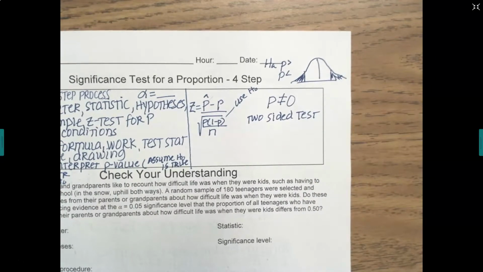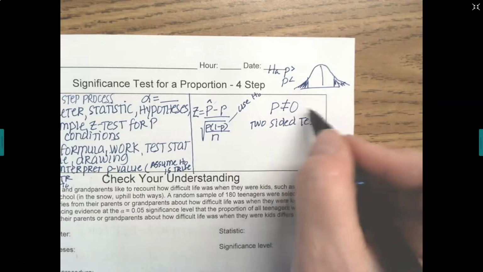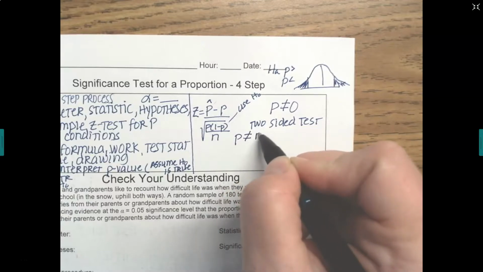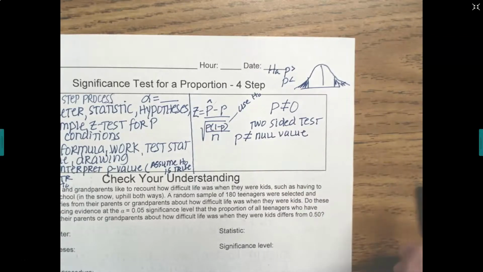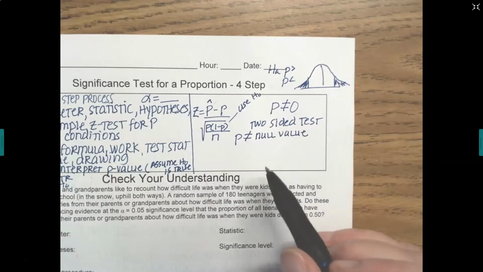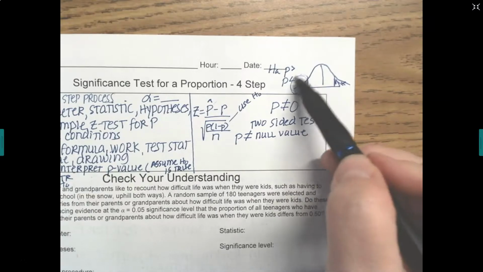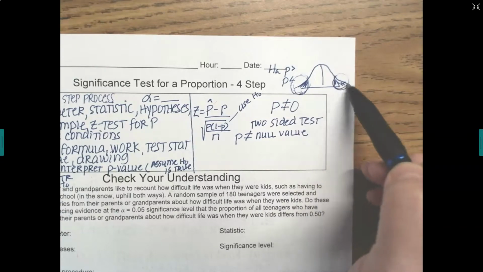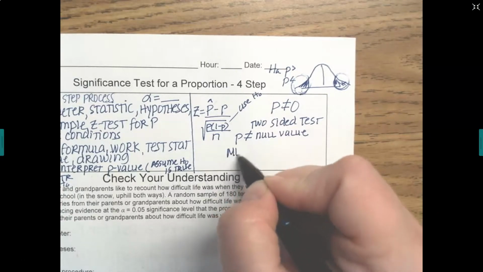Okay? So if it's a two-sided test, the P does not equal whatever your claim is. So P does not equal the null value. And when you find your p-value, you're going to look up this p-value right here. So whatever your z-score is, you're going to look up the negative version of it and tell me what this number is. Well, this area is going to be equal to this area because it's going to be symmetrical. So you're going to take your p-value and multiply it by 2.